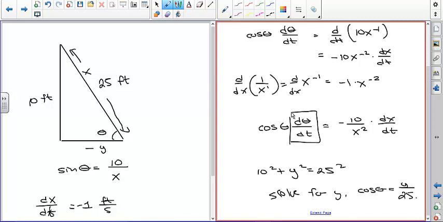So what we'll do next, at the beginning of class tomorrow, is finish this out, because you can calculate y from the Pythagorean theorem. You can calculate the cosine of theta. Once you have that value, then you can solve for d theta dt, and we have everything in there, and we can get the answer. Okay, and the answer is going to be in radians per second, not in feet, not in degrees per second.